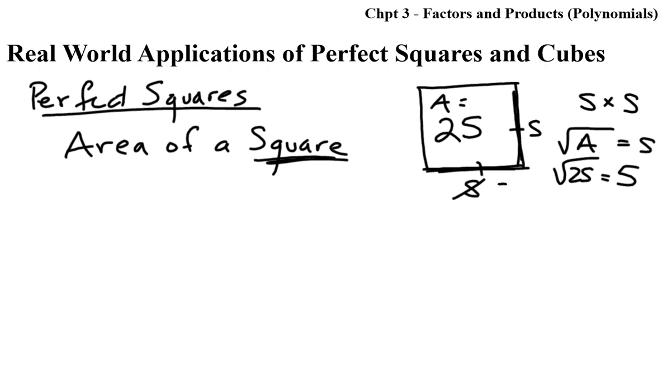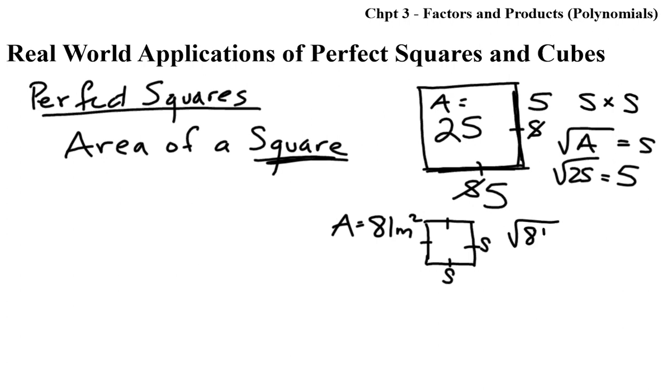So we know the sides are 5 units wide. Anytime you have a square, and it's all about the fact that it's a square. If our area here, nice and easy, was 81 meters squared, well, that would be side times side. They're the same. So if I square rooted the 81, that would be the side length, because the square root of 81 is 9. So each side would be 9 meters wide.